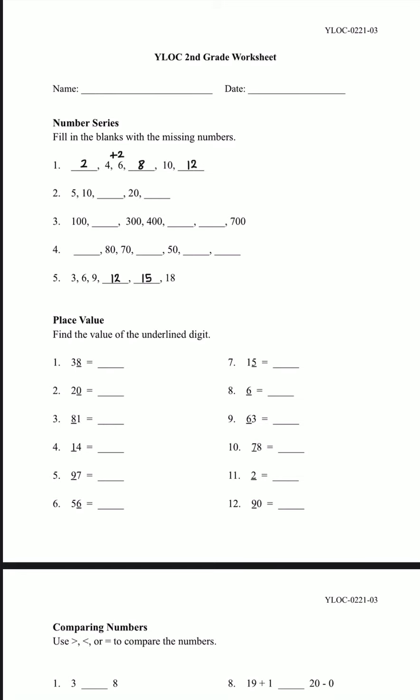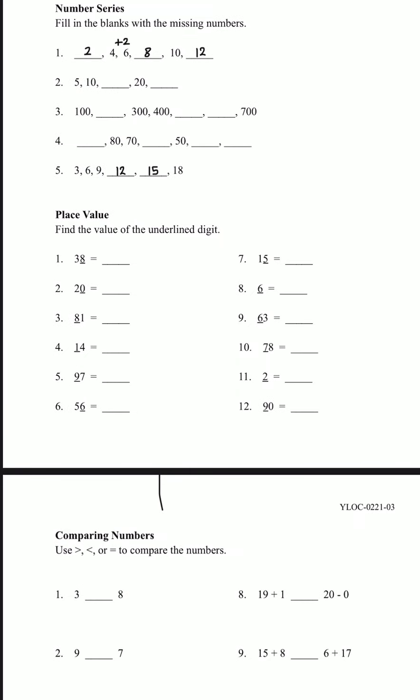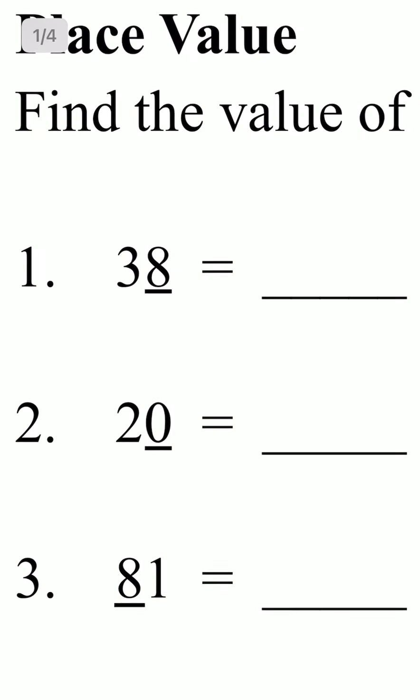Let's look at the next part. For this part, we have to find the value of the underlined digit. Let's look at number 1. 8 is underlined. So we have to write 8.